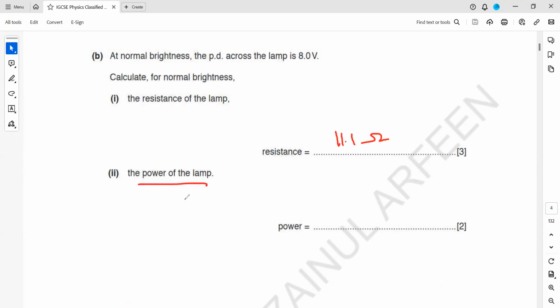Then we need the power. The power is the product of voltage and current. We've already worked out the voltage is 8 and the current is 0.72. 8 times 0.72. So this will be 5.76, and the unit of power is watt. So 5.76 watts.